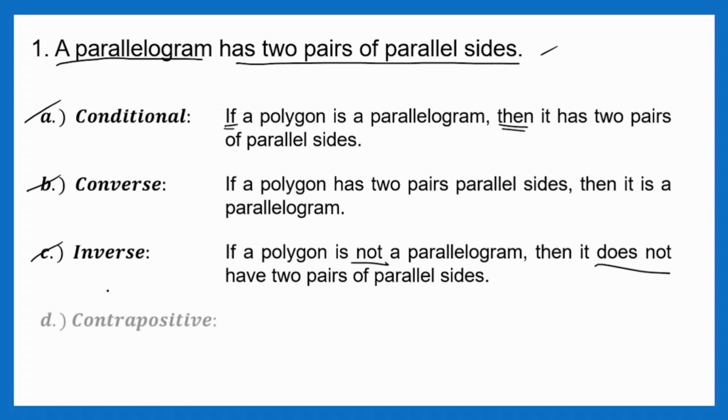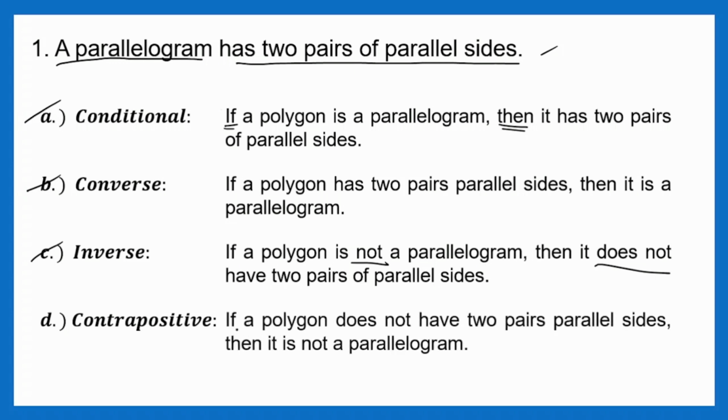Si contrapositive naman, tignan mo lang si inverse. At yun yung shortcut na ibinigay ko sa inyo. Tignan mo lang si inverse, baliktarin mo lang siya. So, if a polygon does not have two pairs of parallel sides, mauuna to, mauhuli to. Alright, then, it is not a parallelogram. So, ito yung sagot. If a polygon does not have two pairs of parallel sides, then it is not a parallelogram. Right? So, check your answers.